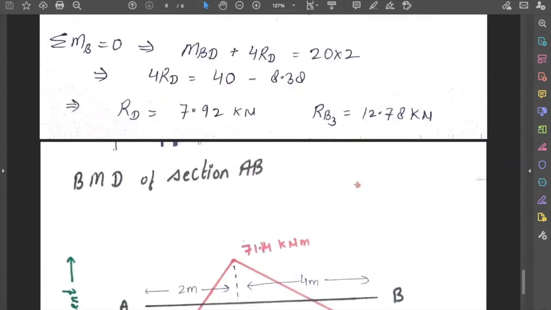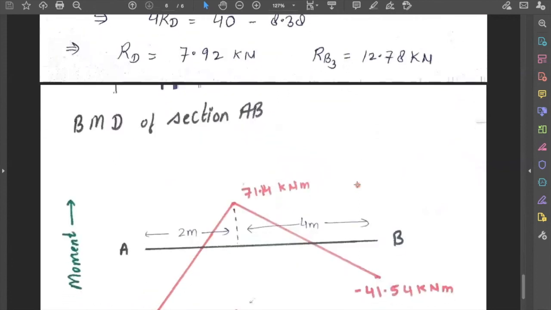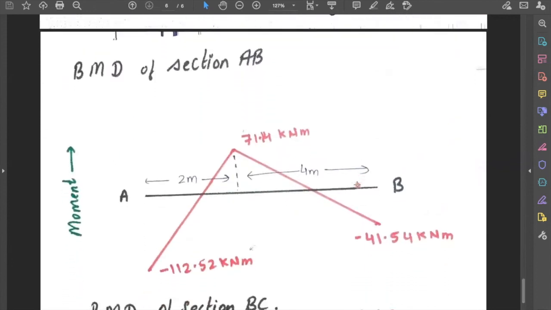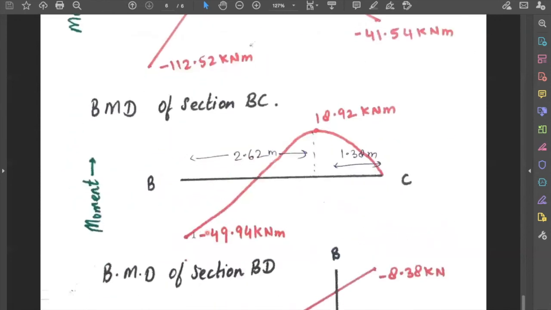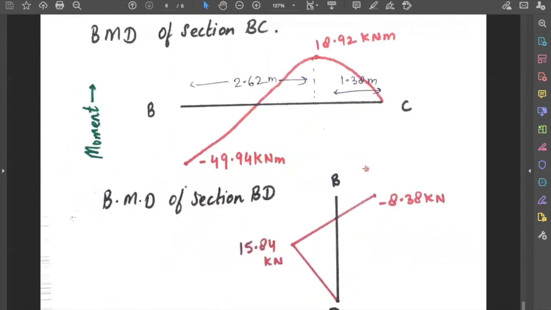Now, getting the value of shear force and the moment, we can easily draw the bending moment diagram of all the sections. So for the section AB, this is the bending moment diagram. For section BC, this is the bending moment diagram. And for section BD, this is the bending moment diagram.